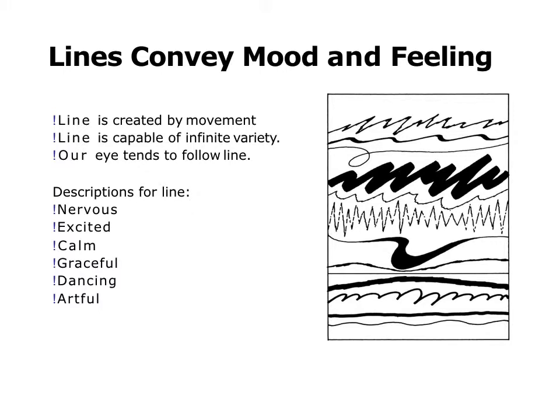So if we think about different descriptions for line, if you're looking at those lines on the right, could that line be nervous, excited, calm, graceful, dancing, artful? You're going to try to find ways to depict all those different types of line. And you have to think about movement, line thickness, quality of line, psychic lines, implied lines. There's really a big variety that you can pick from.